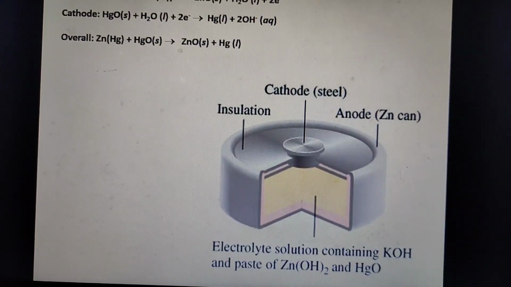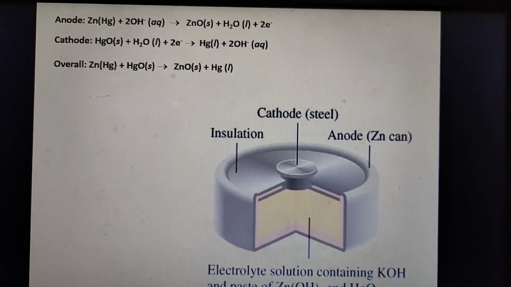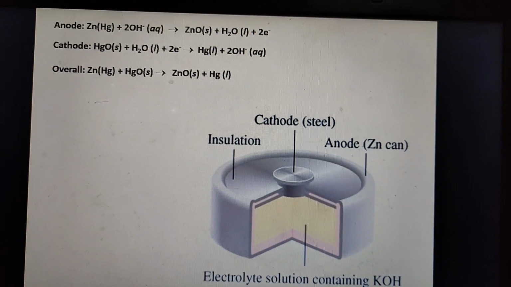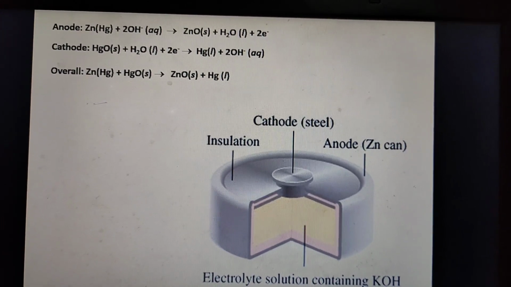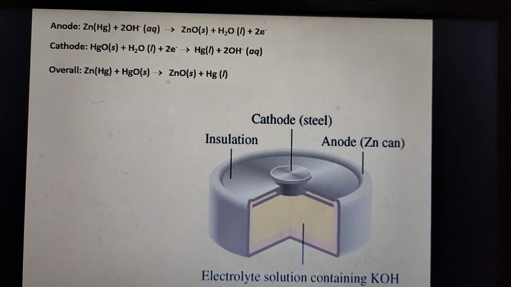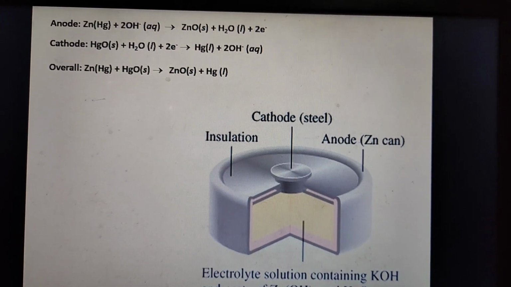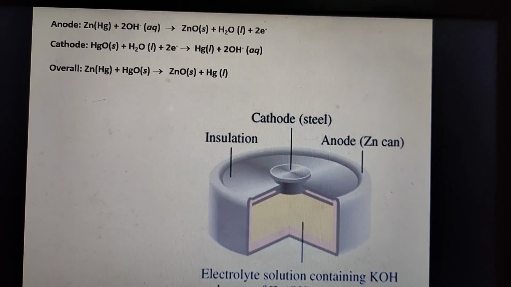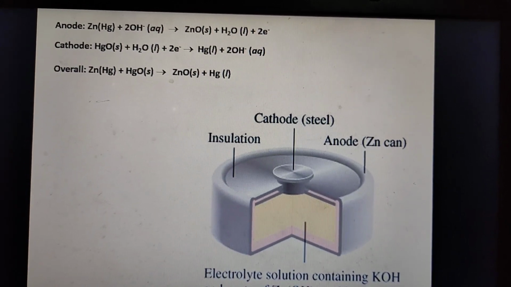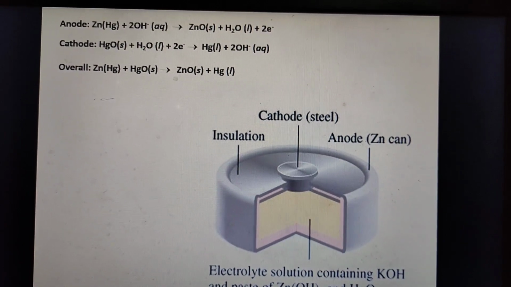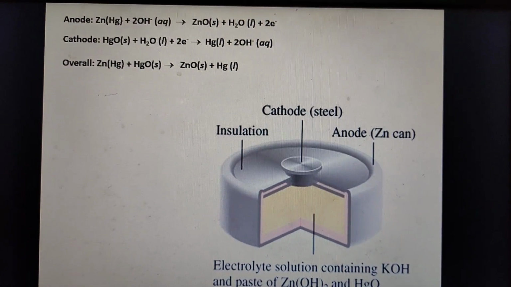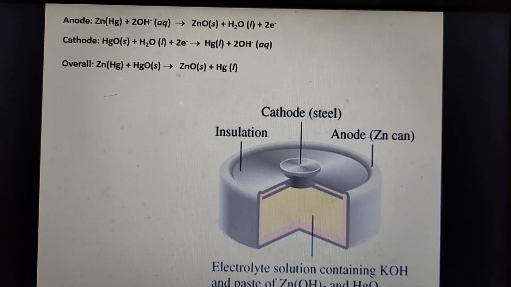Now, the reaction taking place in a mercury cell. The anode reaction, you see zinc amalgam, zinc is oxidized to zinc oxide. The oxidation state of zinc in zinc amalgam is 0. On the product side, in zinc oxide, the oxidation state is +2. That means zinc is oxidized to zinc 2+. Then at the cathode, what is happening? You see mercuric oxide, where the oxidation state of mercury is Hg2+. It is reduced to Hg, with oxidation state 0. So mercuric oxide is reduced to mercury. That is happening at the cathode.